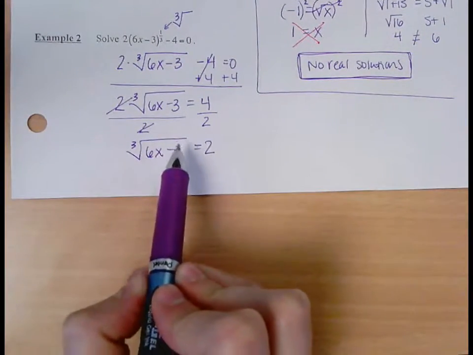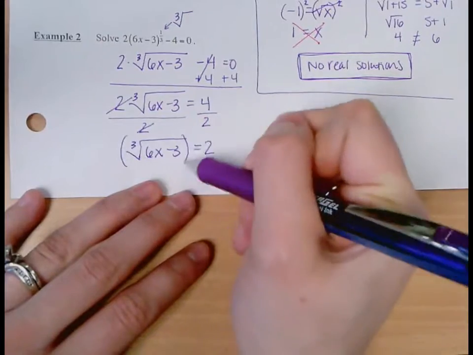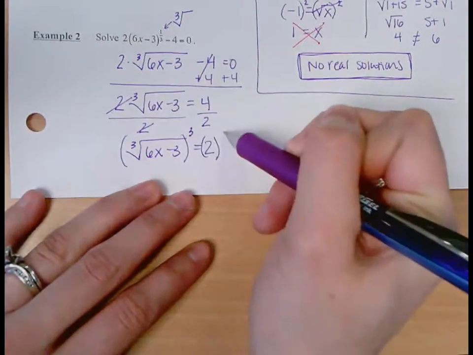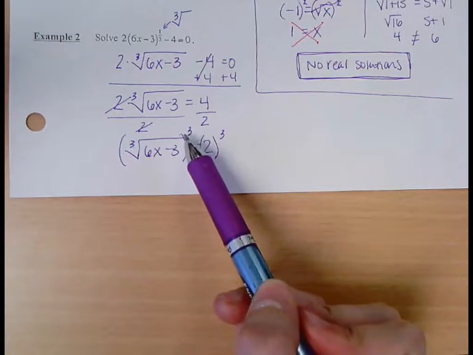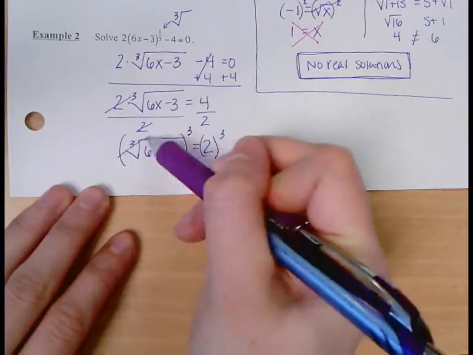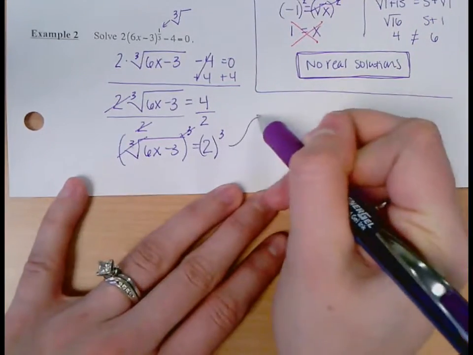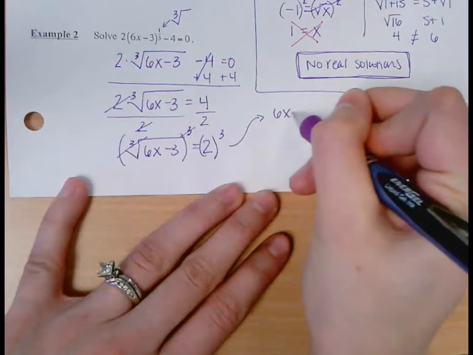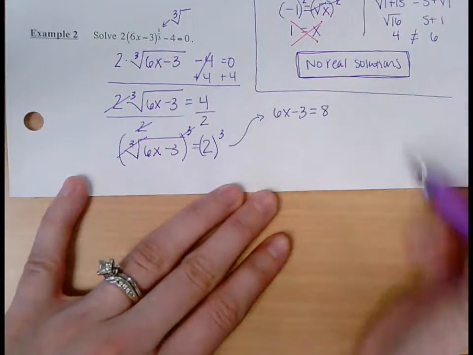And then I need to cancel out a cube root, and how do I do that? Cube everything, or raise both sides to the 3rd power. So whatever your index is on your radical is the power everything should be raised to once you get the radical by itself. So the cube root and the cube cancel out. And we have, I'm just going to continue this over here, 6x minus 3 equals 2 cubed, which is 8.